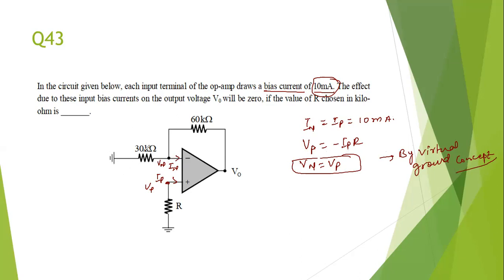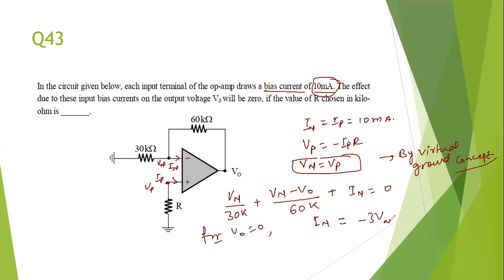Now, what's the total outgoing current? Here we have to find the value of R. The total outgoing current equals 0. So you can write Vn by 30K plus Vn minus V0 by 60K plus this current In, the total outgoing current, equals 0. Now, what's the In? Just solve it. For V0 equal to 0, In equals minus 3 Vn by 60K.